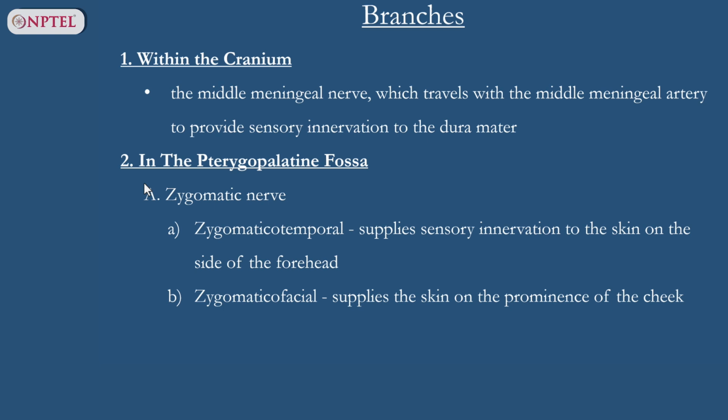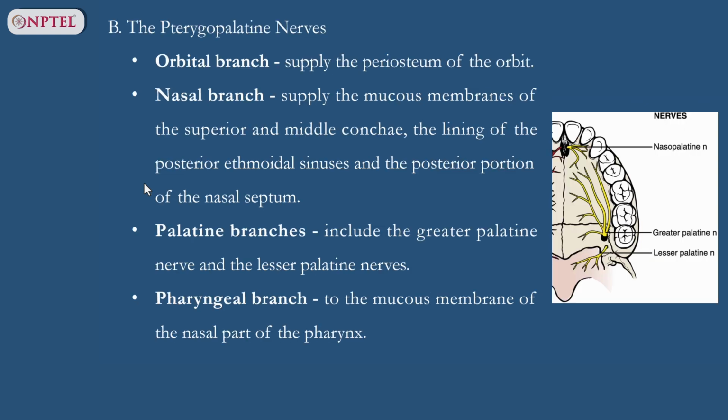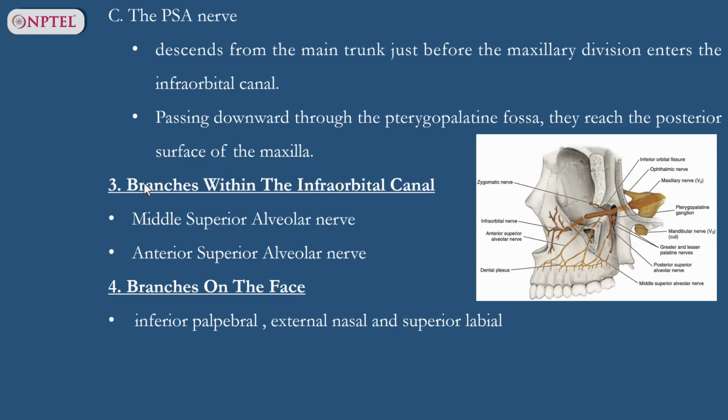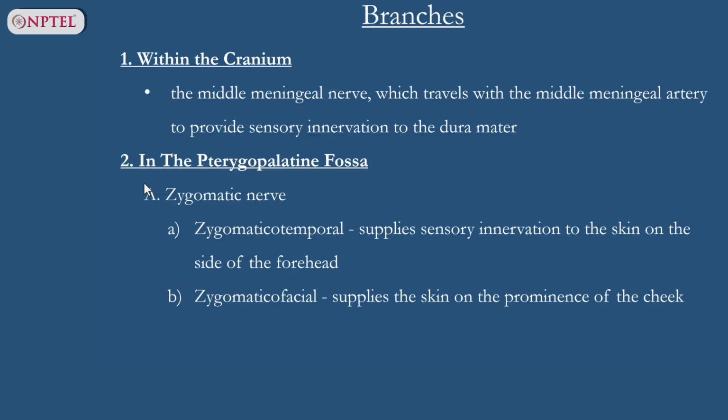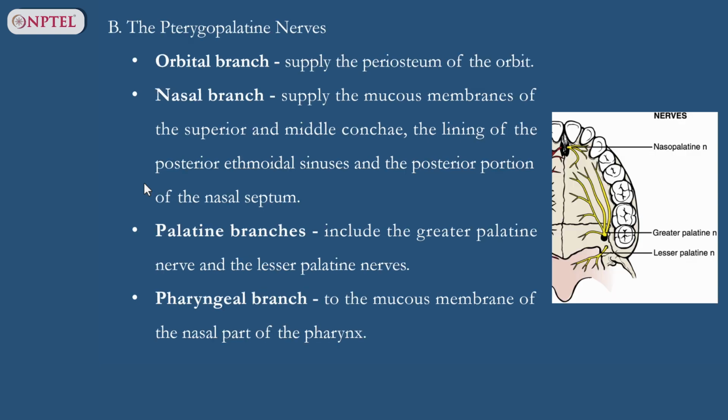The part of the nerve lying within the pterygopalatine fossa gives off 3 branches: the zygomatic nerve, the pterygopalatine nerve, and the posterior superior alveolar nerve. The zygomatic nerve is further divided into the zygomaticotemporal and zygomaticofacial nerves. The zygomaticotemporal nerve supplies sensory innervation to the skin on the side of the forehead, whereas the zygomaticofacial nerve supplies the skin on the prominence of the cheek.